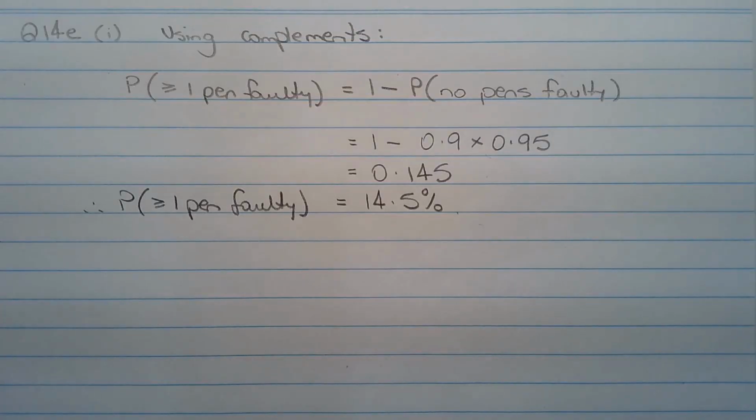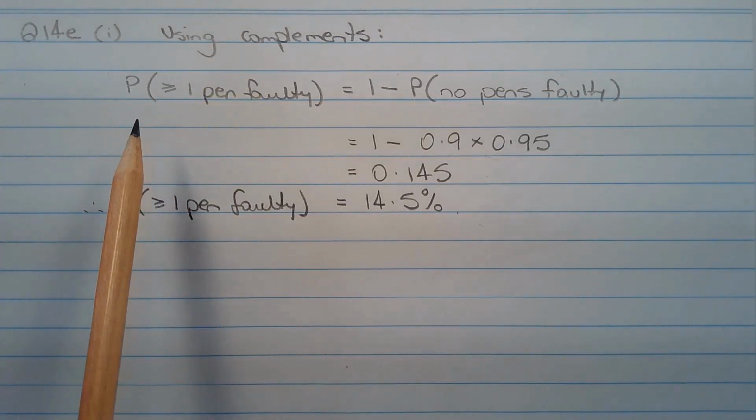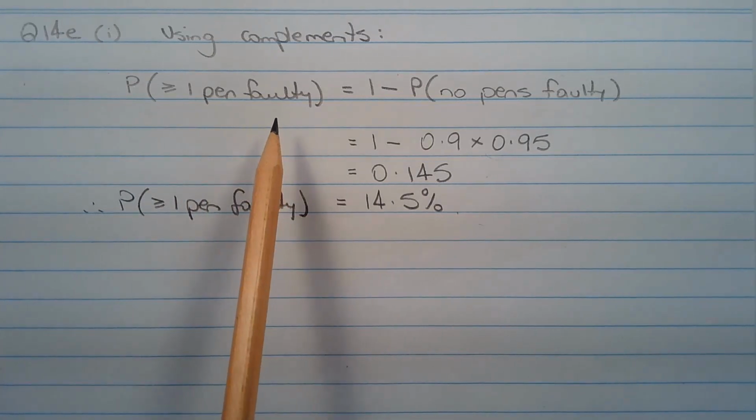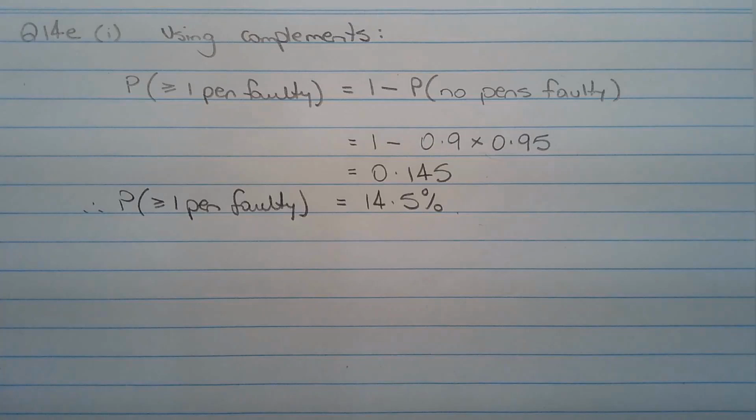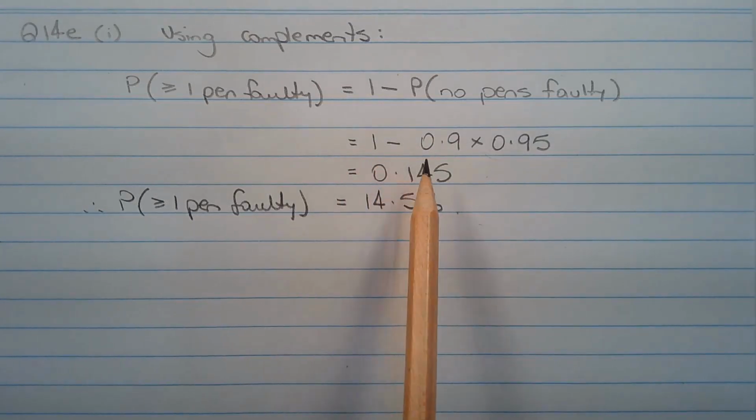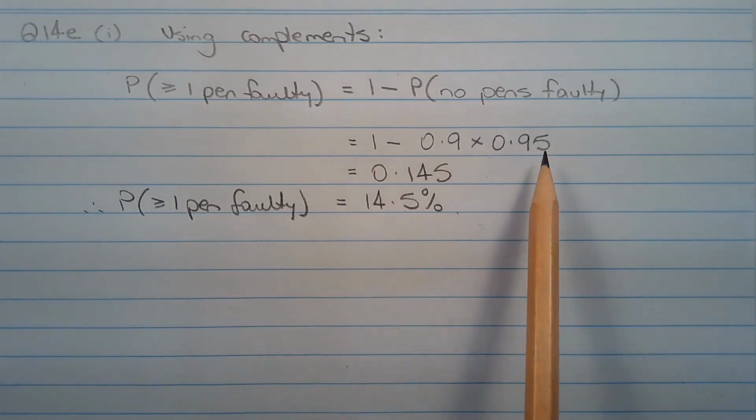With problems involving probability, if the words "at least" are used in the question, it's generally easier to use complements in order to answer the question. So in this case, the probability that at least one pen chosen is faulty is equal to 1 minus the probability that no pens chosen are faulty. And that equals 1 minus 0.9 times 0.95.